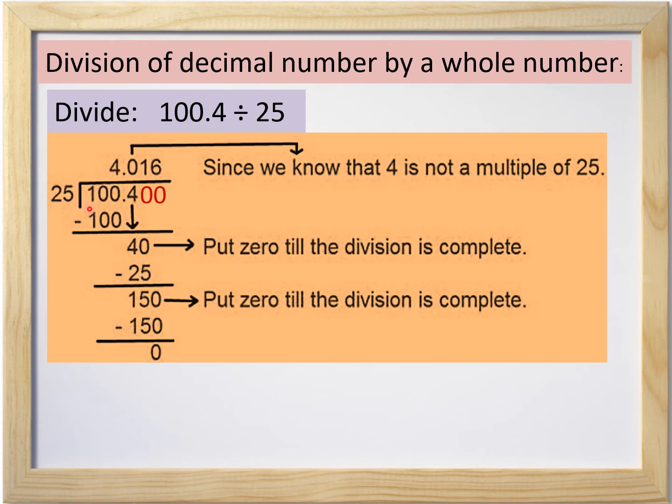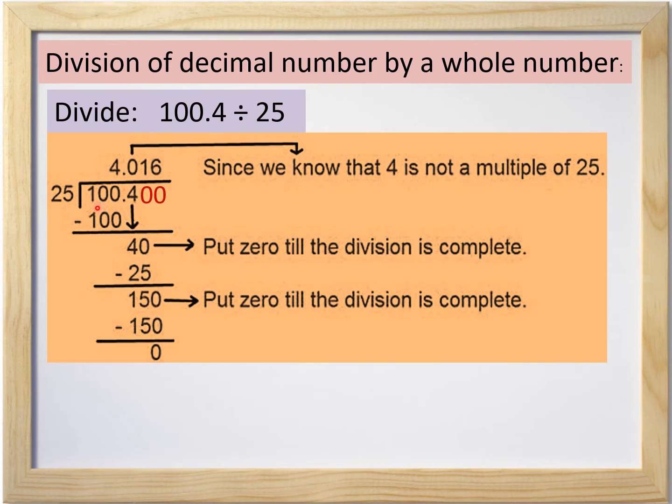But children, after 100 there is a decimal point. You have to be very careful. There is a decimal point. So you have to put the decimal point in the quotient exactly above the decimal point in the dividend. Understood, children? That means after 4 we have to put a decimal point.